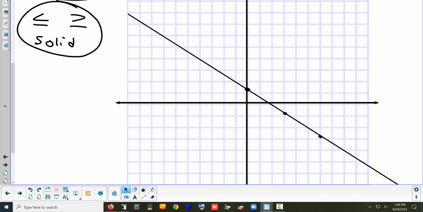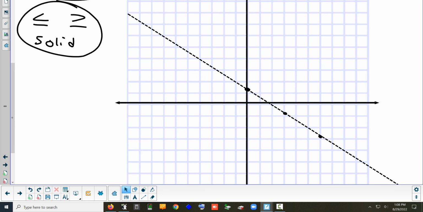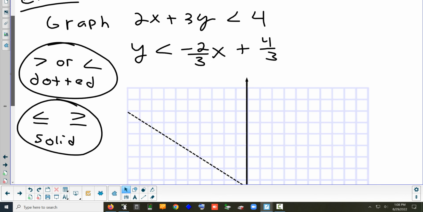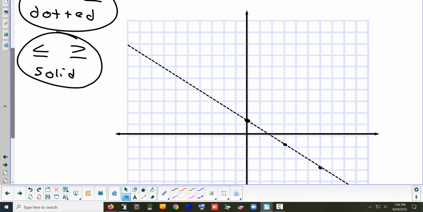Move it. That's pretty good. And make sure we make it dotted. That's one thing that's different with an inequality. First, decide if it's solid or dotted. And the next thing we have to decide is should we shade above it or should we shade below it?